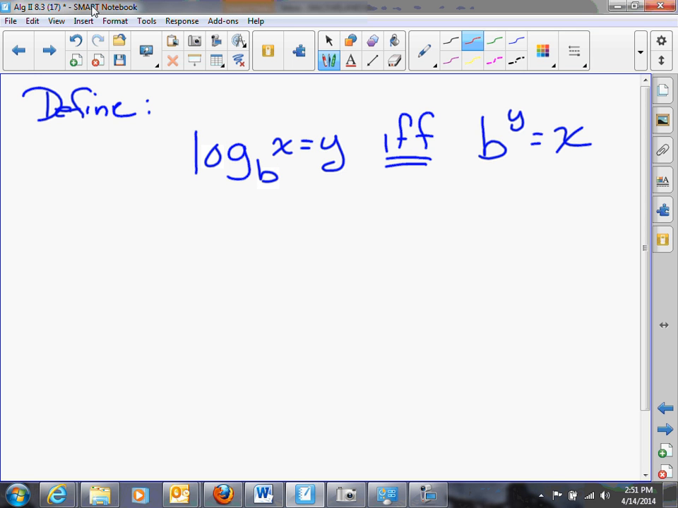First of all, we read this log base b of x equals y. So when you see that, for example, if you have log and then a 5 down here and a 7 there, you would read this log base 5 of 7.